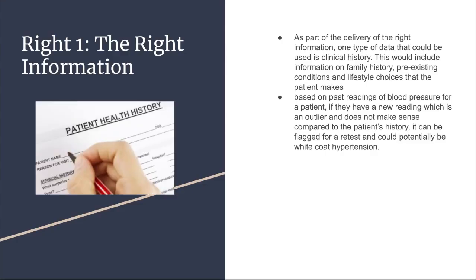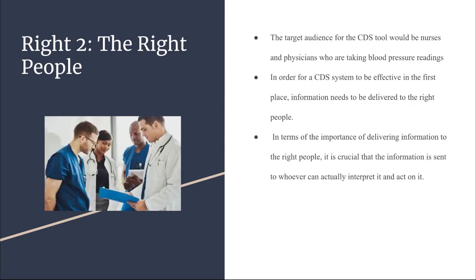So for right one, the right information. To ensure that the right information is delivered, clinical history is very important to study and analyze when using the CDS tool. This includes details such as family history, pre-existing conditions, and the patient's lifestyle choices. If a new blood pressure reading significantly deviates from previous measurements, it can be flagged for a retest. This might indicate white coat hypertension, especially if the results don't align with a patient's previous measures.